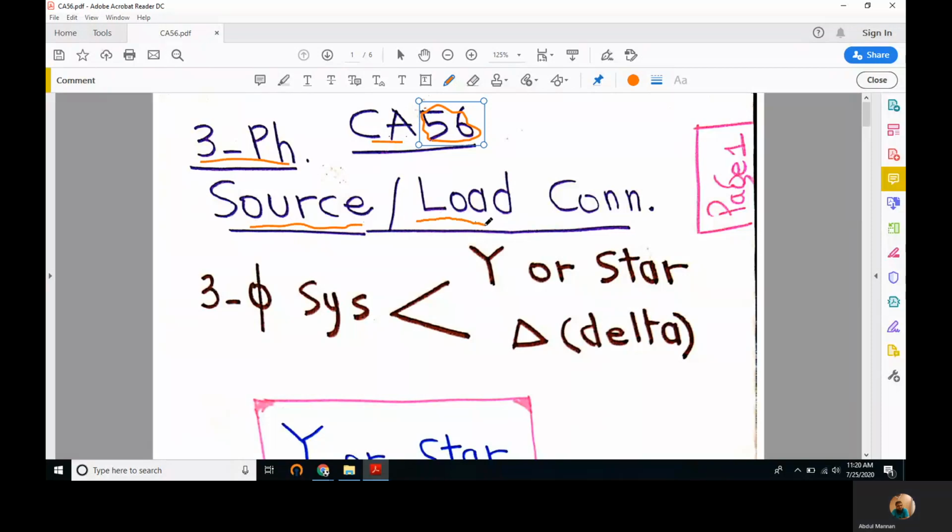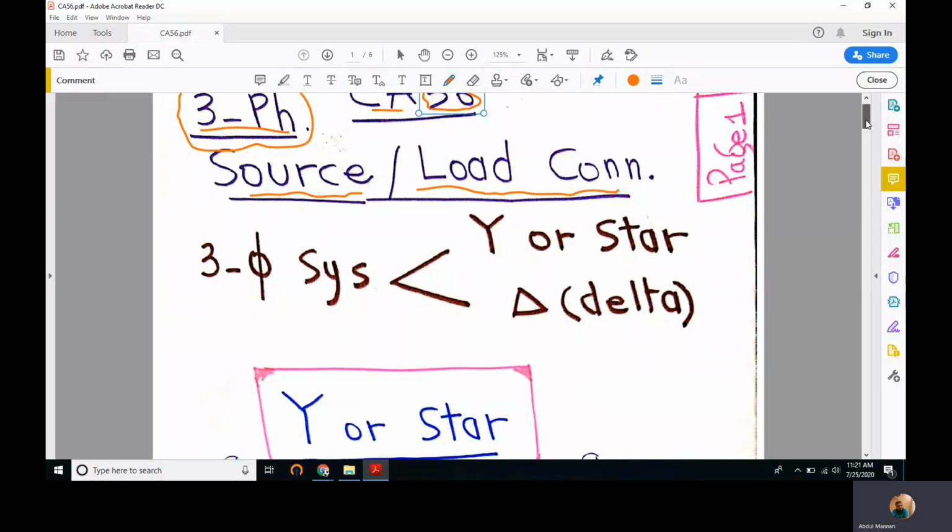In the last lecture, we studied some basics of three-phase connections and the advantages a three-phase supply system provides over a single-phase supply system. And we know that a three-phase system can be of two types: either a Y type or star type, or a delta type. The delta type connections will be studied in the next lecture. In this lecture, we will study only some important details of Y or star type connection.